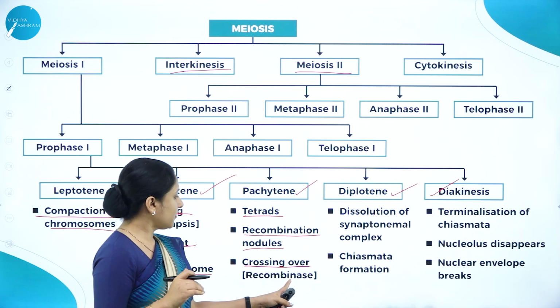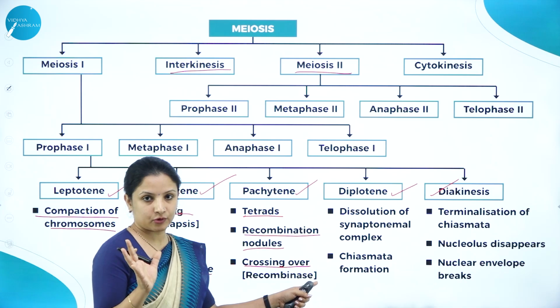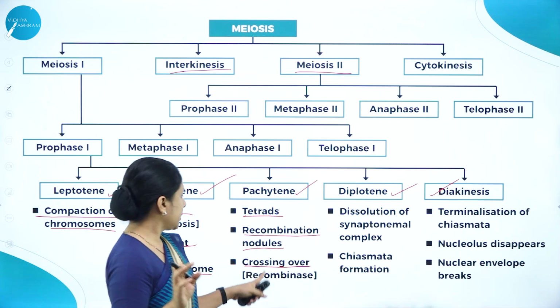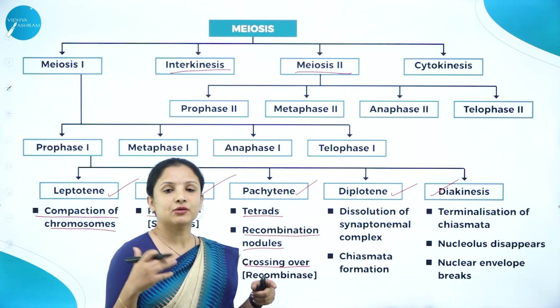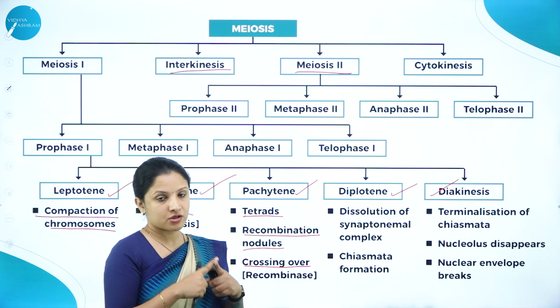Always remember, whenever anything ends with ASE in biology, it means it is an enzyme, okay? Because the name of an enzyme always ends with ASE. So recombinase is an enzyme which is produced in the recombination nodules that will help in the crossing over at that particular recombination nodule place.